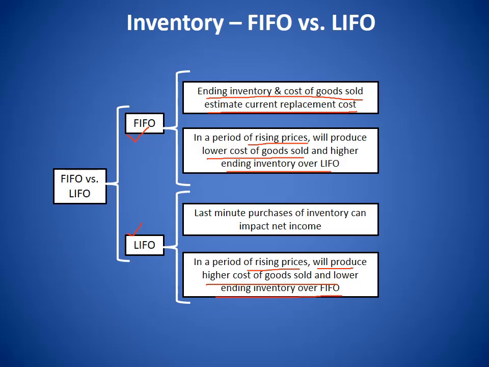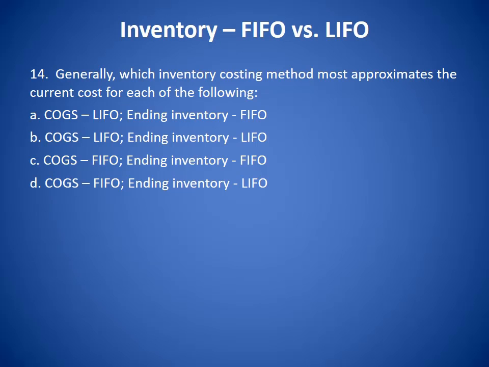Now this is a multiple choice question that you can get on the CPA exam. Again, pretty much what we just went over regarding the different characteristics of FIFO and LIFO. Generally, which inventory costing method most approximates the current cost of each of the following? And again, you're given 4 choices. Go ahead, stop the video, examine your choices. When you arrive at what you believe is the correct answer, go ahead and restart your video.